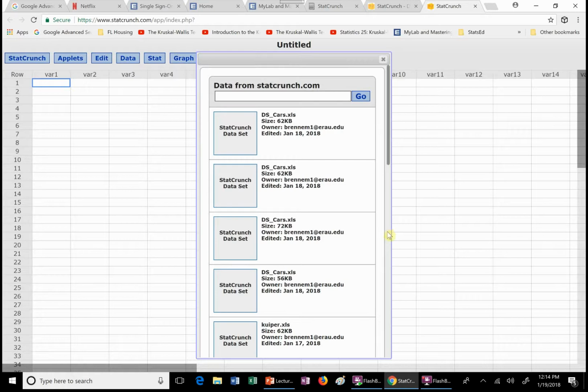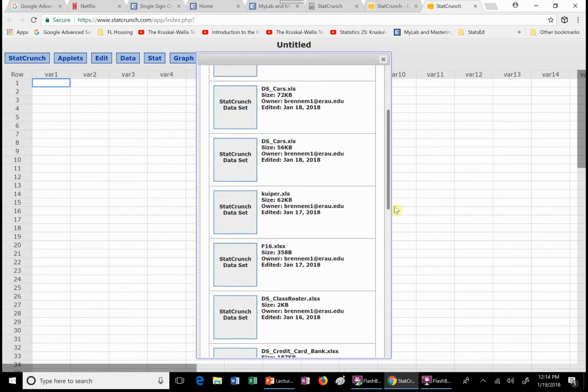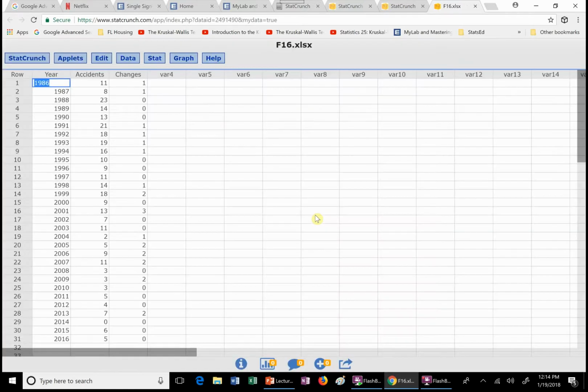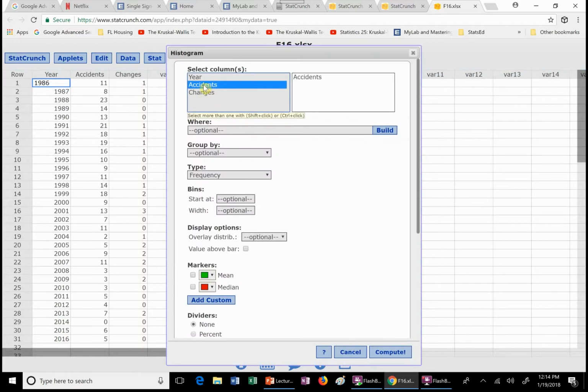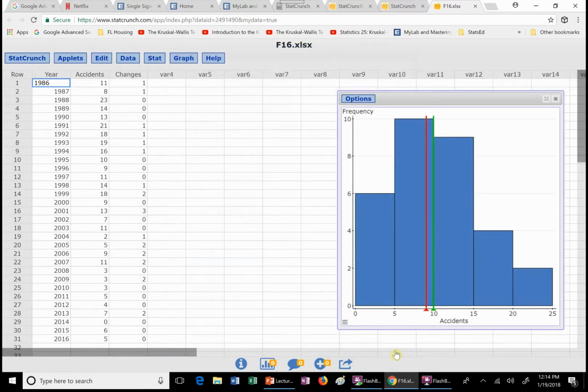Let me scroll down here if I can. There we go. Suppose, for example, we want to look at the accidents. We did this plot before with the histogram. I'm going to put the mean and the median on. The mean's going to be in green, and the median's going to be a red line. And we note that sure enough, the distribution is right skewed. The mean's being pulled out a little bit more towards the tail.